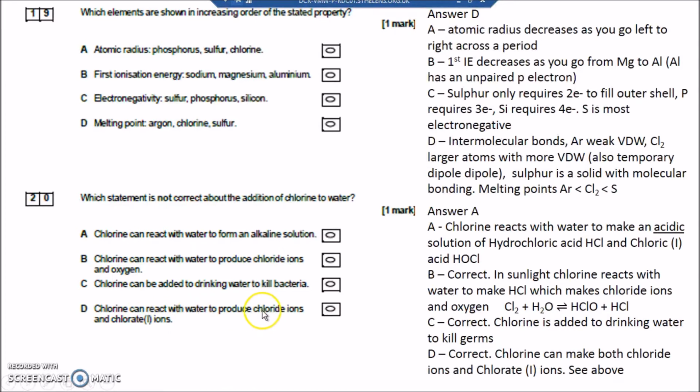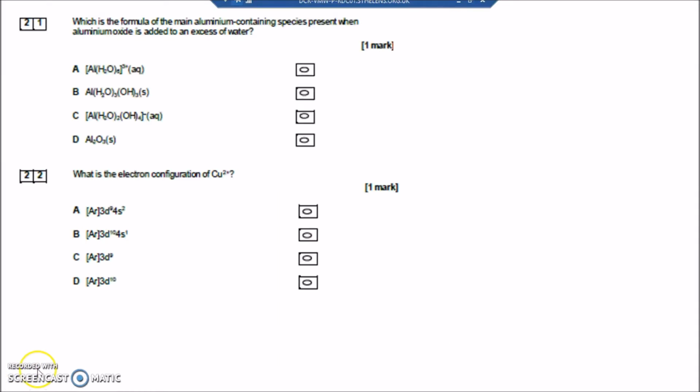Chlorine can react with water to produce chloride ions and chlorate(I) ions. Yes, we've seen that above. So your answer is A.